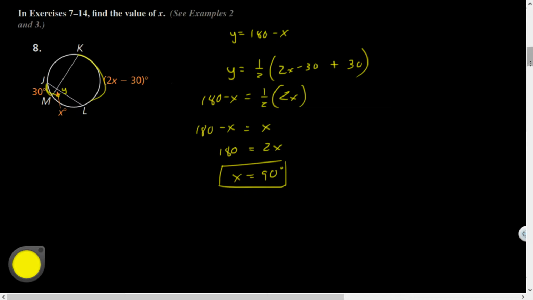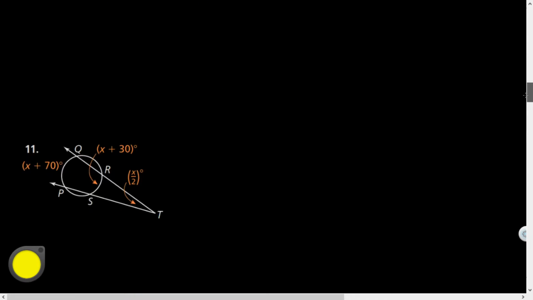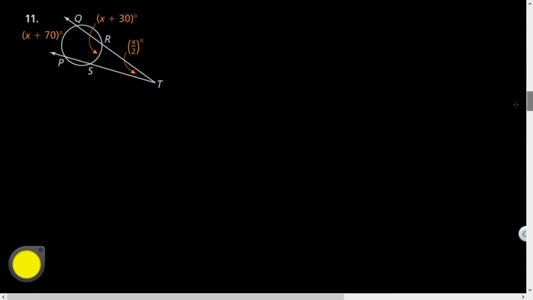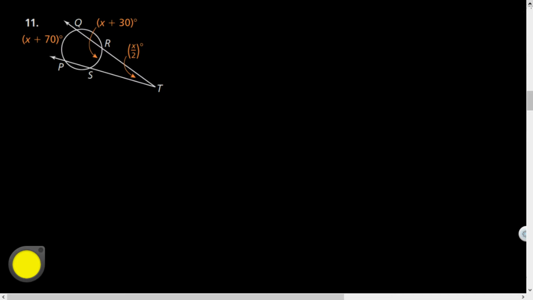Excellent. Don't be so surprised. All right, now we had another theorem that said that if my two secant lines intersect outside of a circle, so notice point C, the intersection is outside of this circle, that it will be half the difference of these two arcs, the bigger arc minus the littler arc.